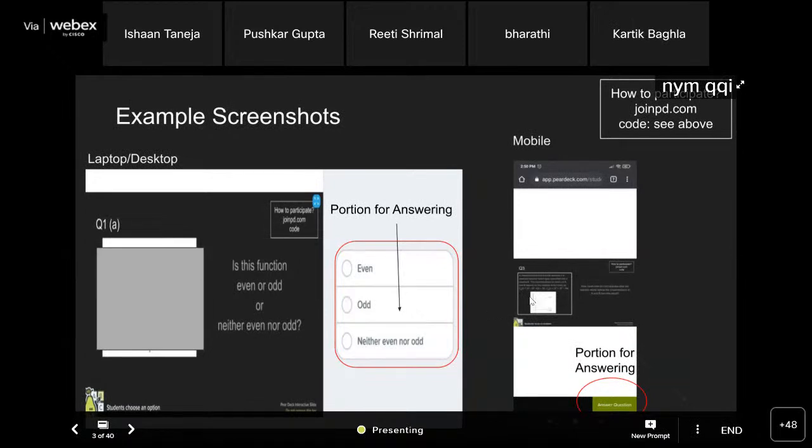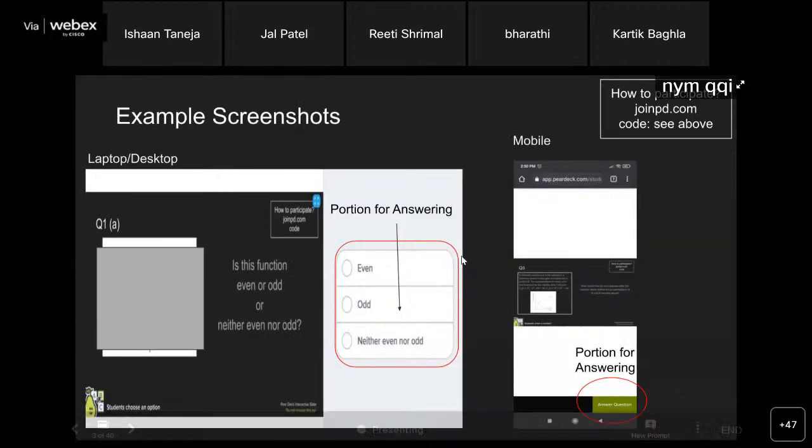Okay, Sir, what's the code? The code is shown on the right top of your screen. It's NYM double QI. Okay, are you all able to join, or any problem in joining or something? Anyone? Join, sir.